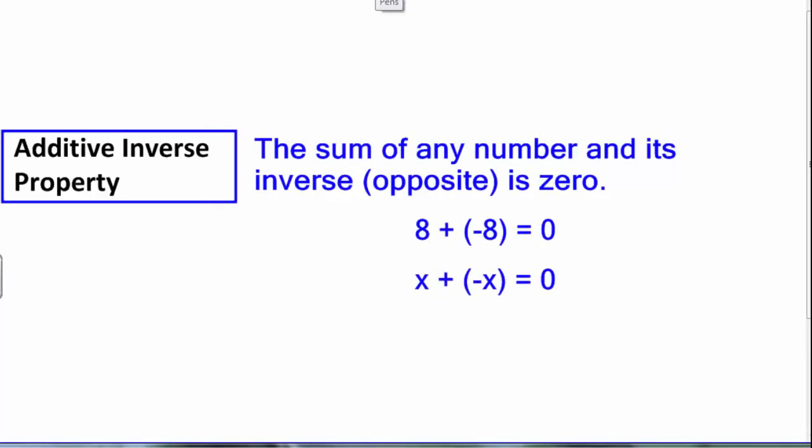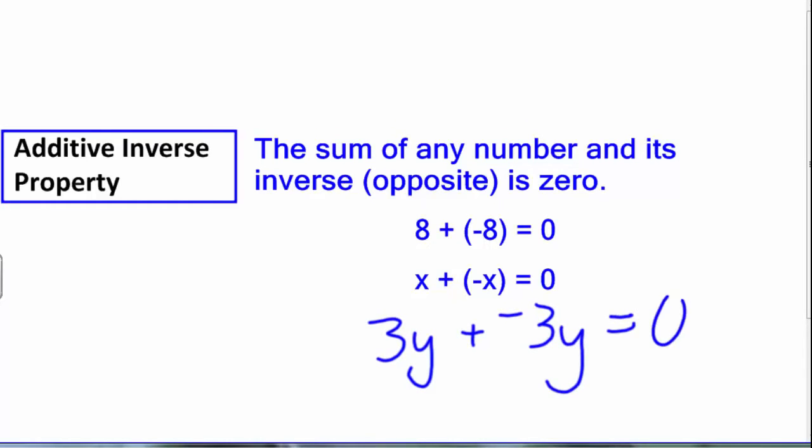One thing to know for solving equations is the additive inverse property. What this tells us is the sum of any number and its inverse, or opposite, is 0. So 8 plus negative 8 is 0, and x plus negative x is 0. You could say something like 3y plus negative 3y. That would be 0.